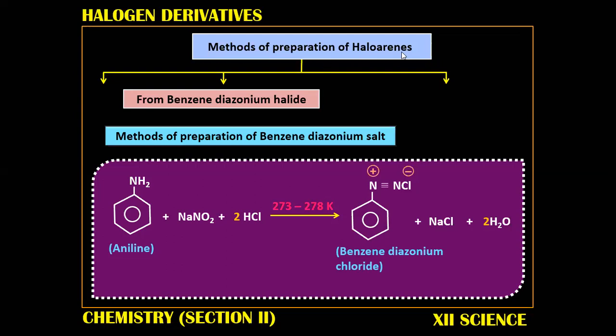In the method of preparation of haloarenes, the second method is from benzene diazonium halide. First, we'll give the method of preparation of the diazonium salt. When aniline undergoes diazotization, it gives you benzene diazonium chloride. Now see how this benzene diazonium chloride is further reacted. I'll change the slide.